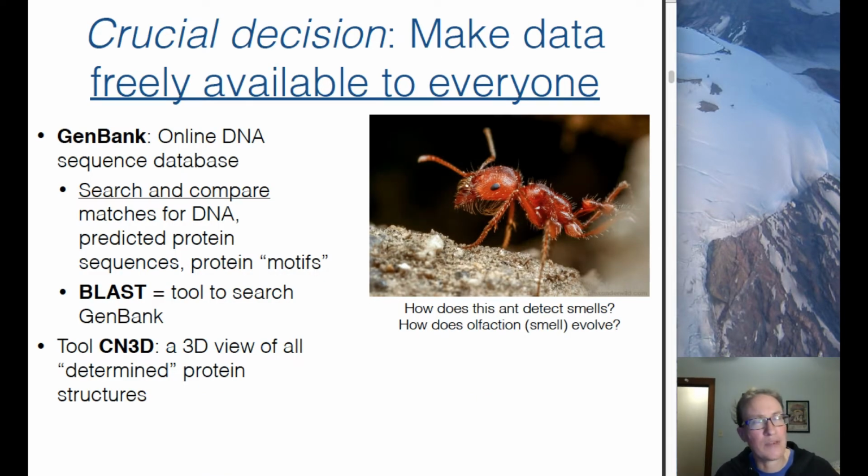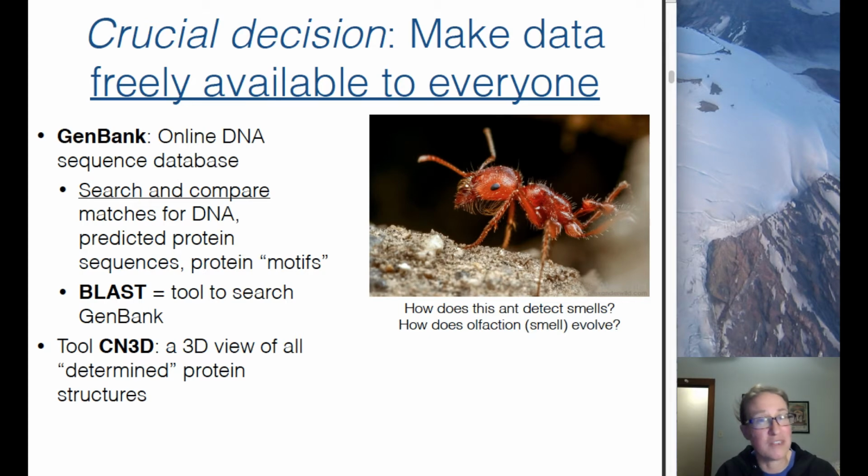So this brings us to a really crucial decision that was made over the course of deciding to sequence the human genome. That decision was that genome data should be made freely available to everyone. So you cannot own a genome. Genomes are available to everyone. And in making that decision, people also had to decide how to make that freely available to everyone.